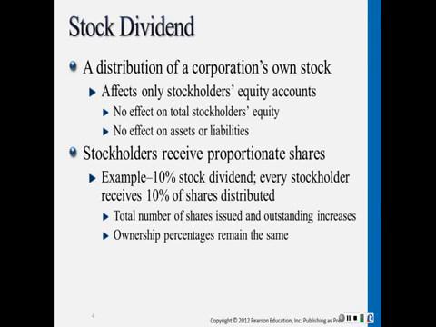Suppose you own 1,000 shares of a company's common stock. If it distributes a 10% stock dividend, you would receive 100 additional shares. You would now own 1,100 shares of stock. All other stockholders also receive additional shares equal to 10% of their stock holdings, so you are all in the same relative position after the stock dividend.